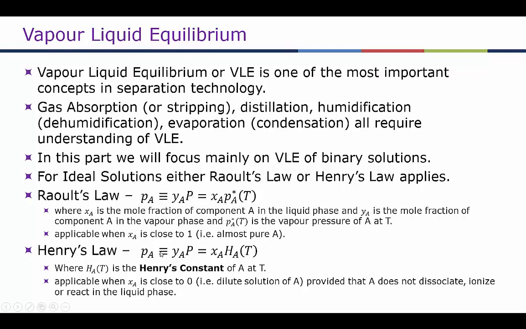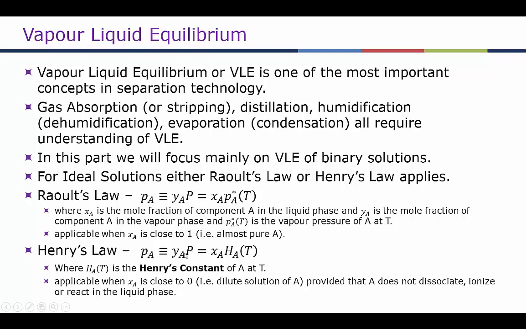Henry's law, however, is another equation which relates the mole fraction of liquid to the mole fraction of vapor. Here it says that the partial pressure of a component in the gas phase, which is equivalent to mole fraction times total pressure of that system, is equal to the mole fraction of that component in the liquid phase given by XA multiplied by the Henry's constant HA at that temperature. The Henry's constants are tabulated in various data tables and can be found in reference texts like Perry's Chemical Engineer's Handbook. Typically, in Henry's law, XA is close to zero, that is dilute solutions of A.